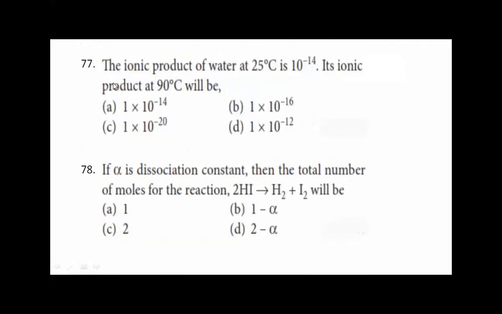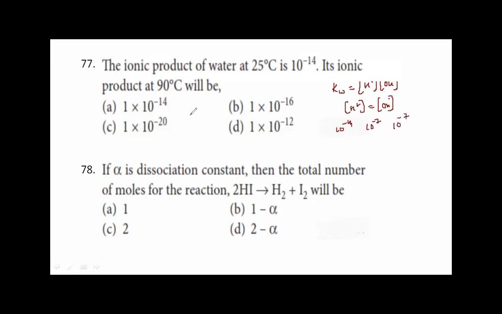Correct? Okay. The ionic product of water at 25 degrees Celsius is 10 raised to minus 14. Its ionic product at 90 degrees Celsius will be? We know the ionic product of water. What is the ionic product of water? It is the product of molar concentrations of H plus ions and OH minus ions in the solution. And when we talk about a neutral solution, H plus ion concentration and OH minus ion concentration are equal. So the ionic product of water is 10 raised to minus 14, and since they are equal, the H plus ion concentration is 10 raised to minus 7 and the OH minus ion concentration is 10 raised to minus 7.